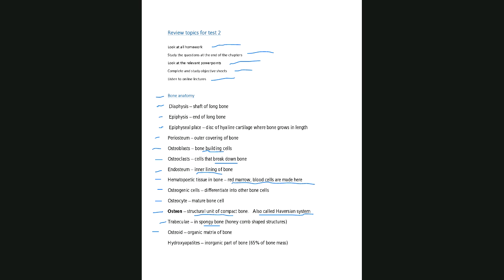Osteoid is the organic matrix of bone. Hydroxyapatites are the inorganic portion of bone. They take up about 65% of the bone. Okay, now we still have more terms. Ossification is bone formation. Bone starts from hyaline cartilage.